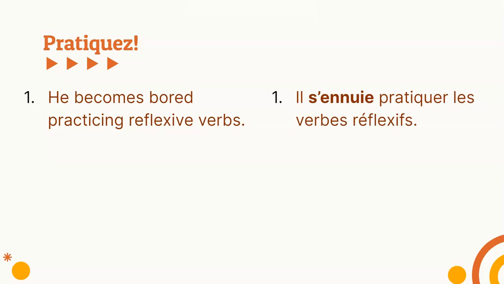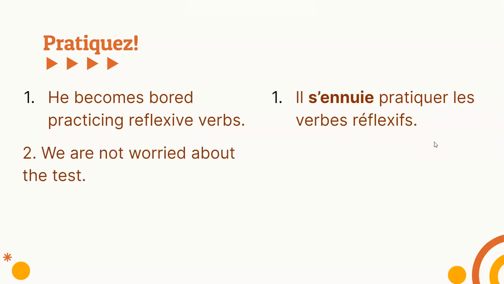Il s'ennuie pratiquer les verbes réflexifs. As an example, we know that to become bored is s'ennuyer. So step 1 is we figure out what reflexive pronoun do we need for he. He in French is il, so we know our reflexive pronoun will be se. Here, because our verb starts with an e, we drop the e at the end of se and just run it together with an apostrophe, and then we conjugate. Ennuyer is somewhat irregular, but you can see, as with most ER verbs, we are ending with that E for il. So, il s'ennuie pratiquer les verbes réflexifs.